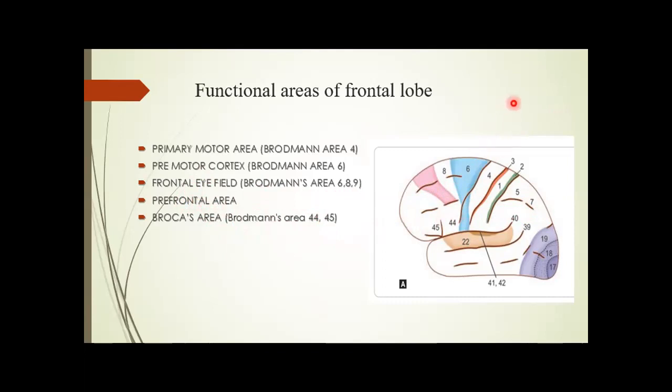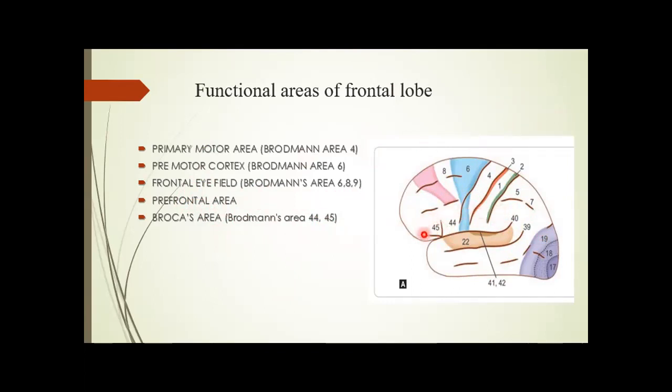Prefrontal area, excluding the motor and the premotor areas, predominantly comprises of the Brodmann area 44 and 45. Then the Broca's area, that is area number 44 and 45. Injury of this Broca's area leads to aphasia, that is inability to speak, even though muscles are not paralyzed.